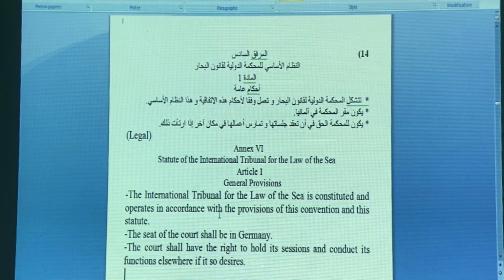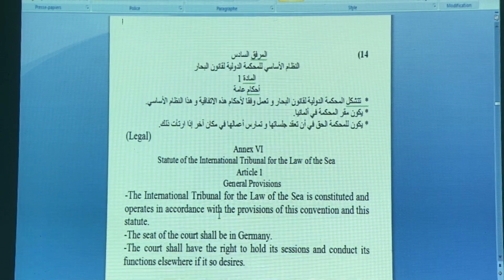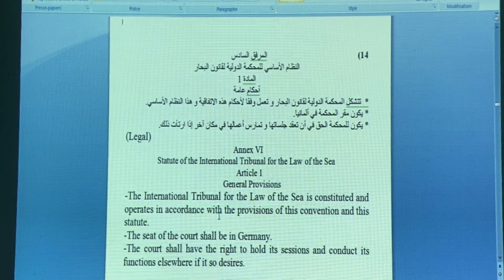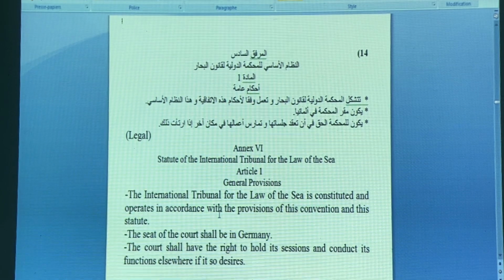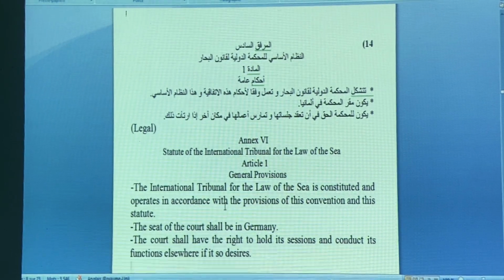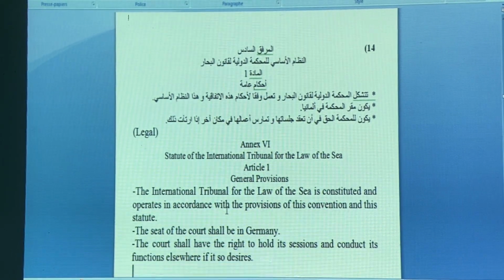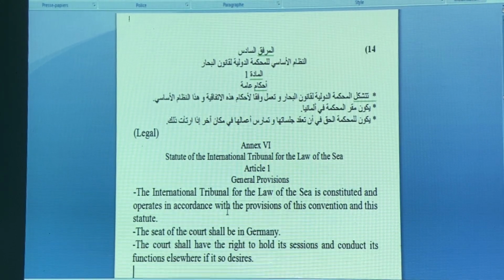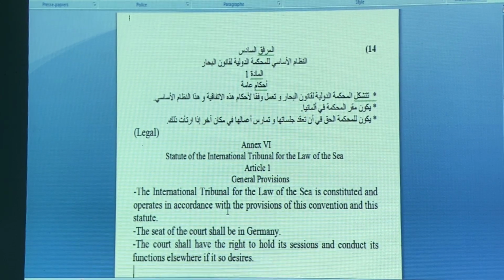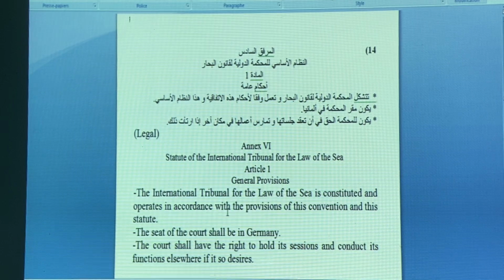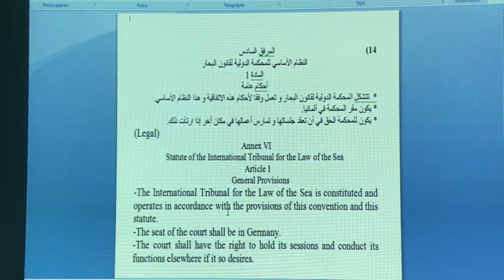Legal texts are very difficult to translate. They require very specific use of words, and also the form must be respected. So Annex 6, Statute of the International Tribunal for the Law of the Sea. All the words are capitalized.